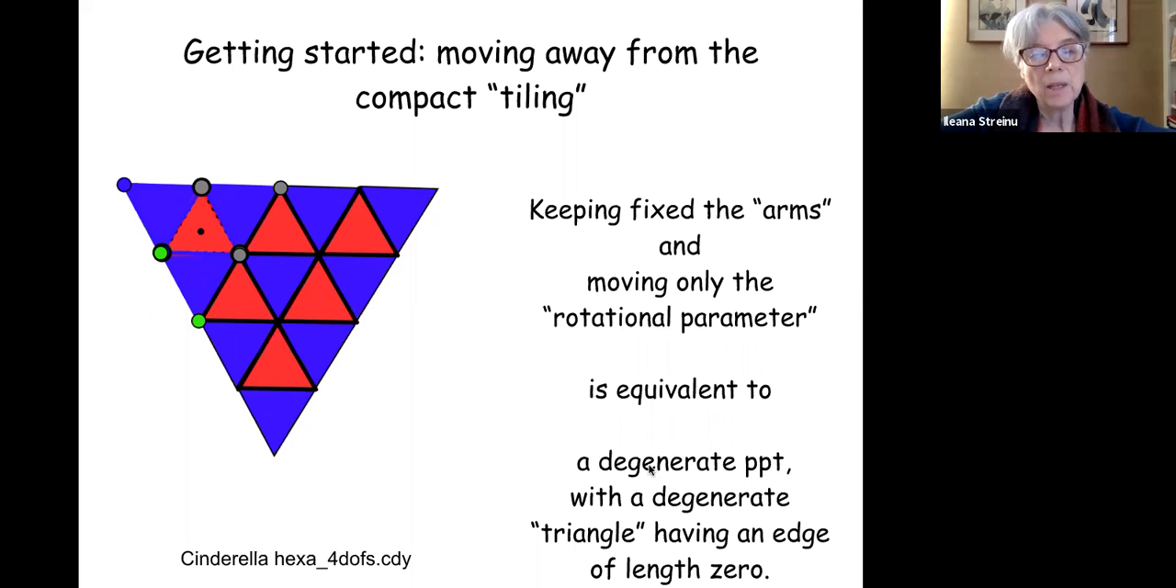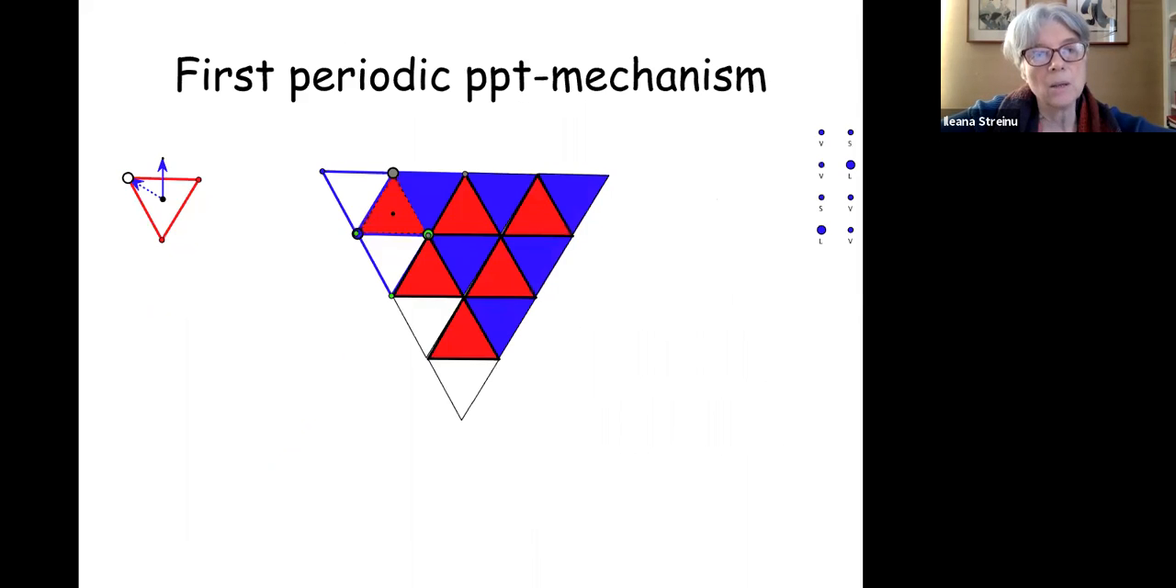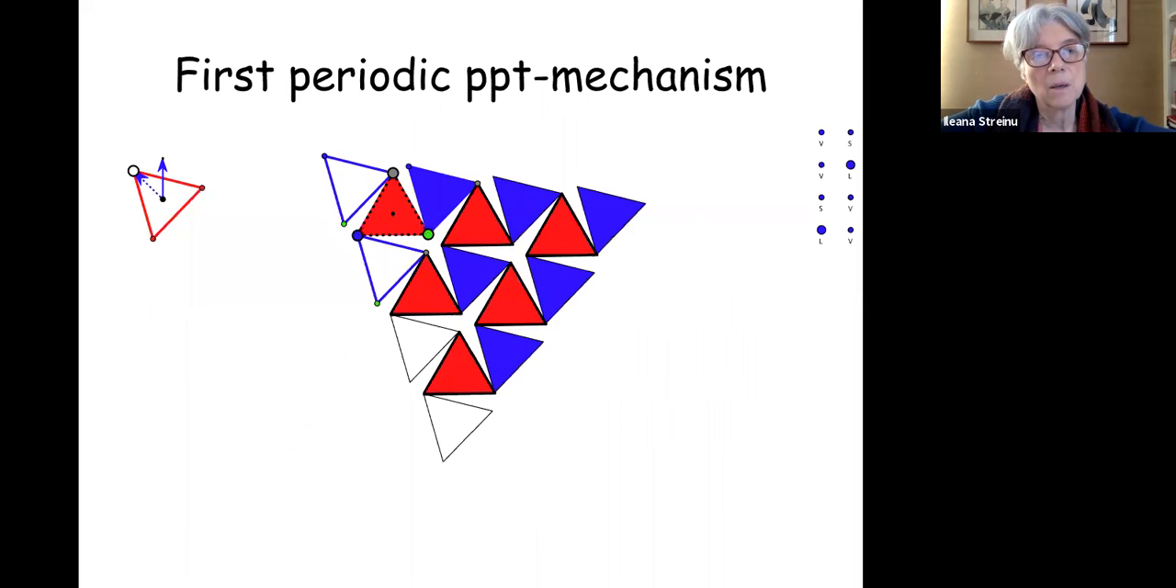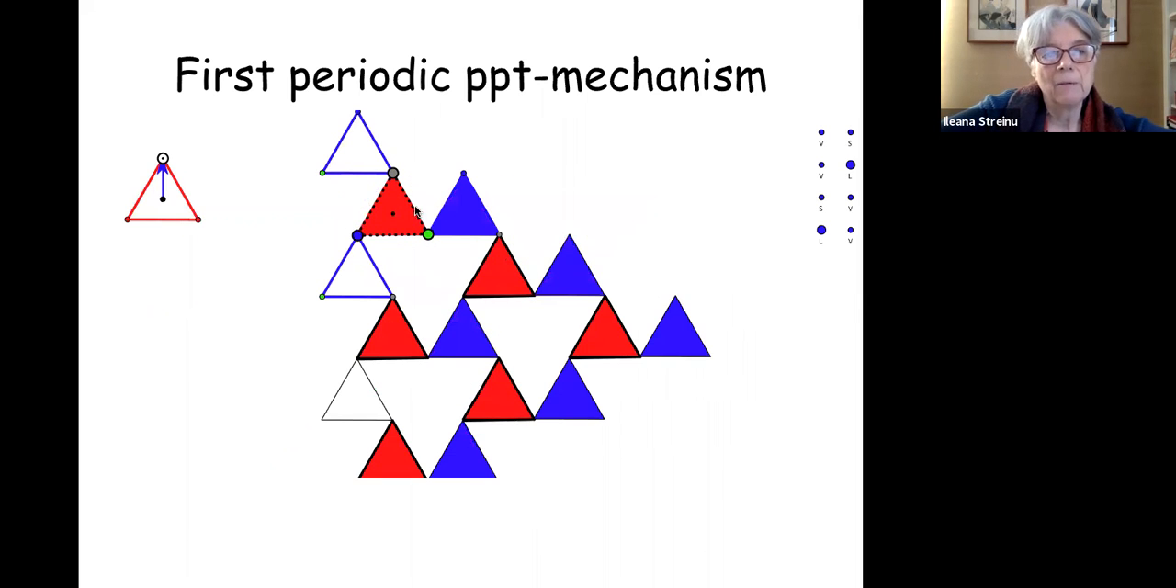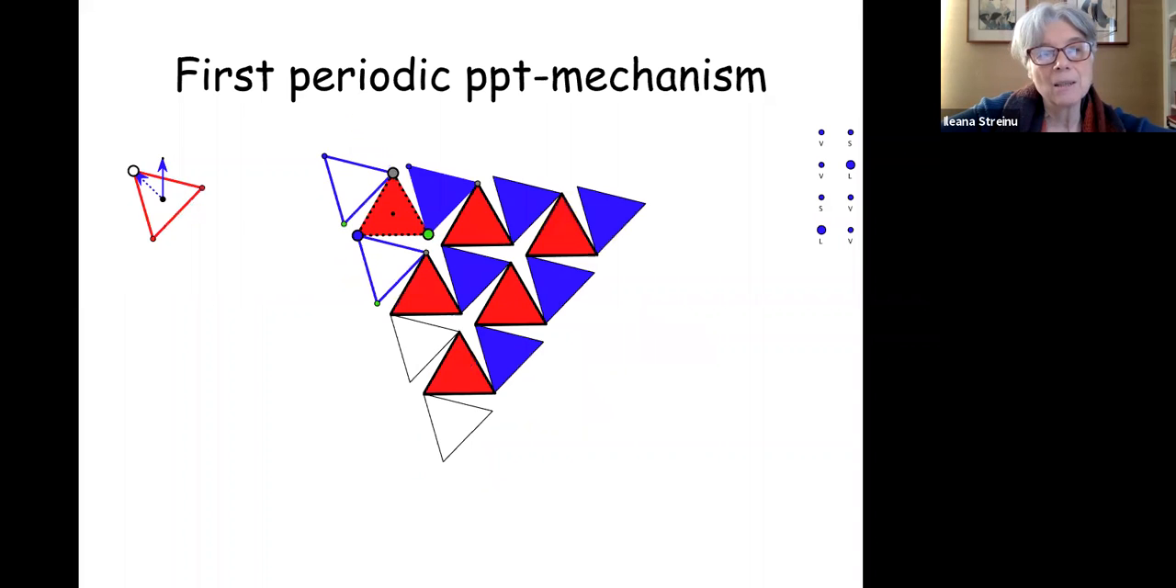So this is equivalent to a degenerate pointed pseudo-triangulation with a degenerate triangle having an edge of length 0. Yeah, that's what we are doing. And here's how this moves. The vertex here is a degenerate triangle with the bar and the triangle adjacent to each other and glued together by a bar of length 0. And the motion is just a rotation, parameterized actually just by the rotation of the triangles.